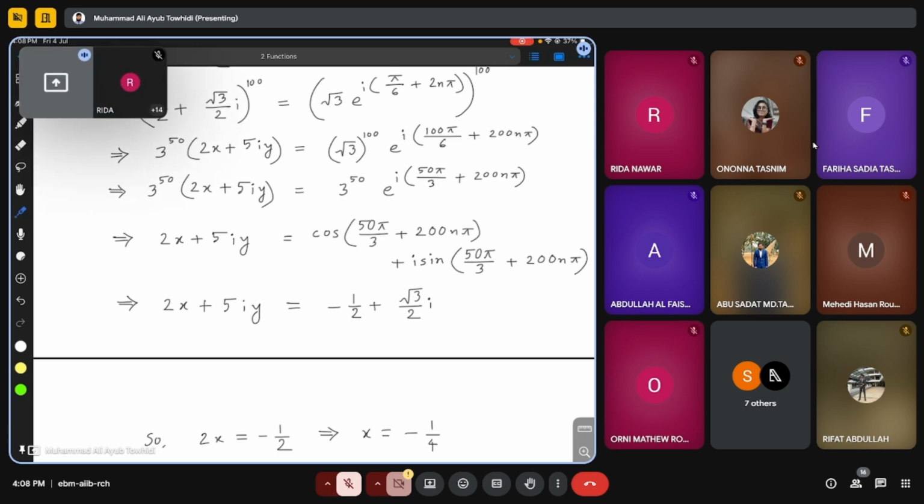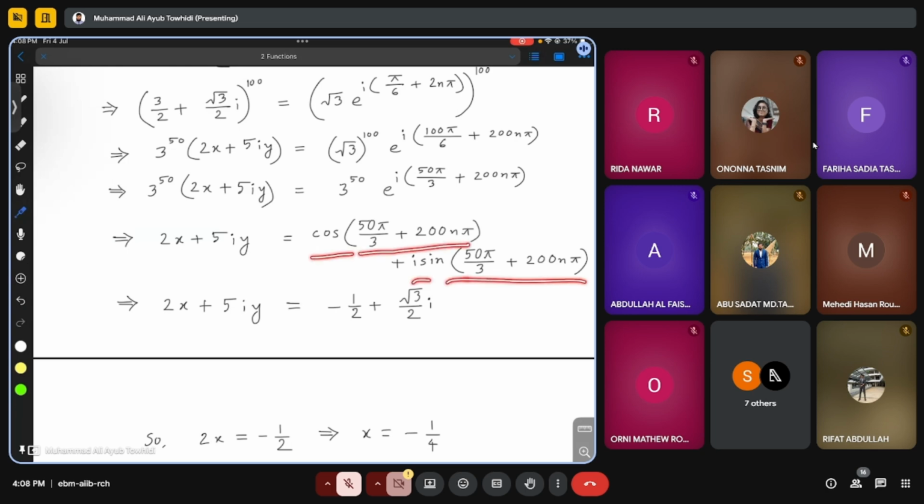Okay, who asked the question? Rida. Okay, Rida, you see cos something plus I sine something, and you have an n. What is the value of n? What should be the value of n? It can be 0, 1, 2, anything, minus 1, minus 2, any integer, any whole number.